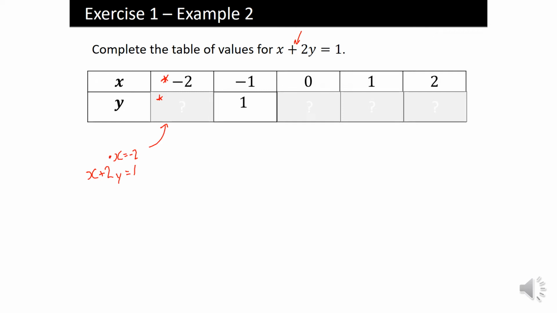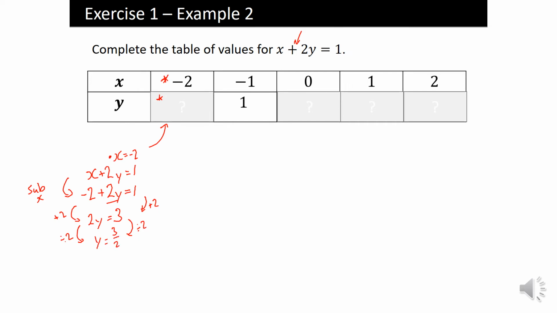So we'll substitute in x equals minus 2. Wherever we have an x, we change it to a minus 2. So we've got minus 2 plus 2y equals 1. I just put 'sub x' there to show we substituted x. Now we just need to work out what y is. Let's add 2 to both sides. That gives us 2y equals 3. Then from there, we divide by 2 to get y equals 3 over 2.